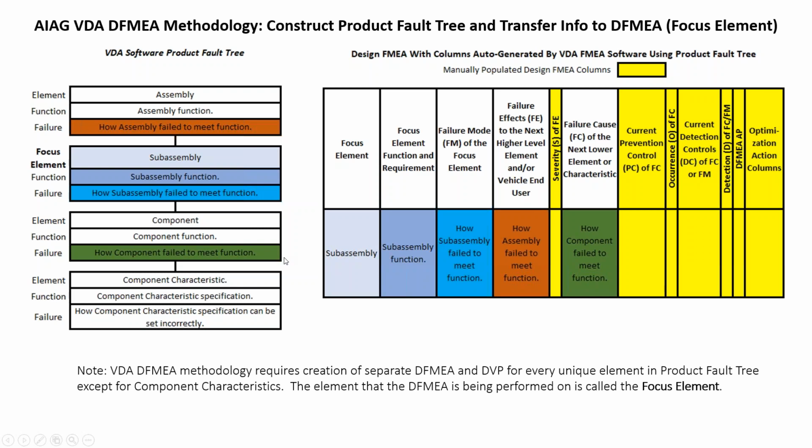You get the cause by going to the failure below it. So in this particular case, the reason the sub-assembly failed to meet its function is because the components failed to meet their function. So this is basically how you transfer information after you create this product fault tree, how the software transfers this information to the FMEA form. The only thing you do after that is you add these columns, these yellow columns, and these are the columns you now supplement the information from the fault tree with.